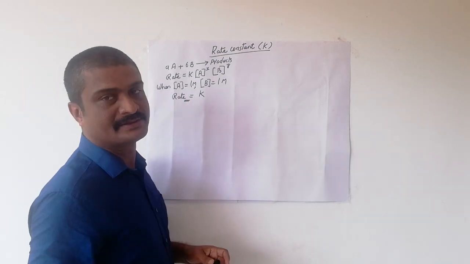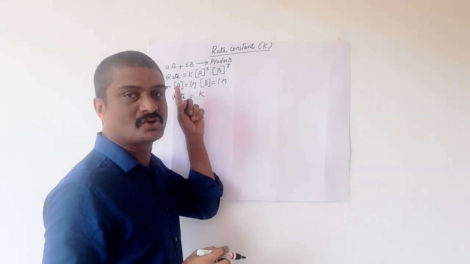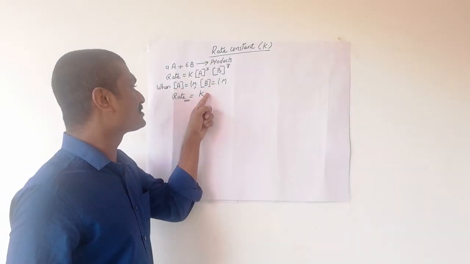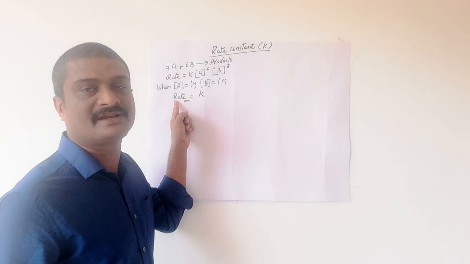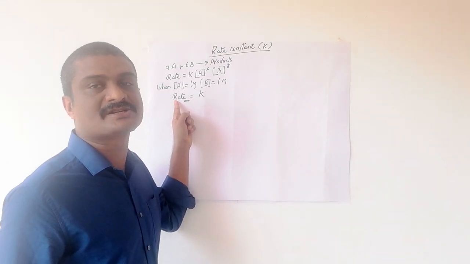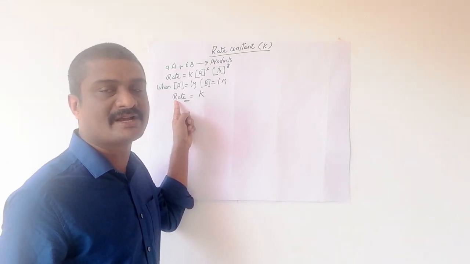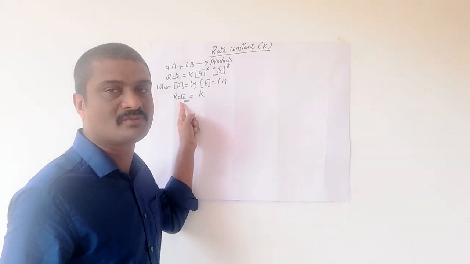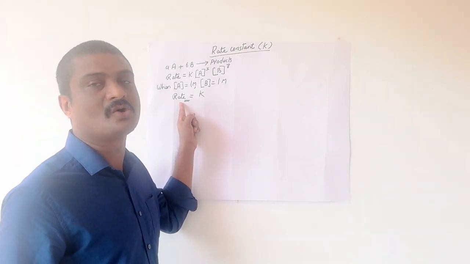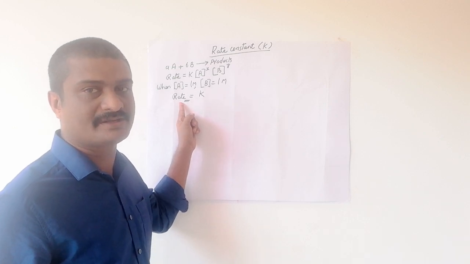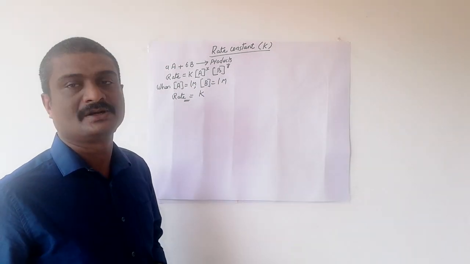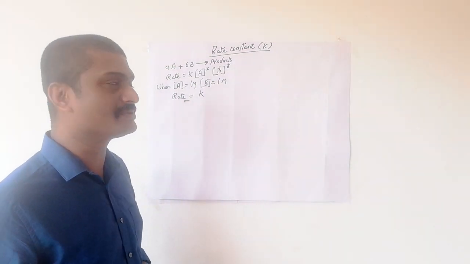That means, what is the rate constant? Rate constant is the rate of a chemical reaction when the molar concentrations of all the reactants become unity. Then we will see the characteristics of rate constant.